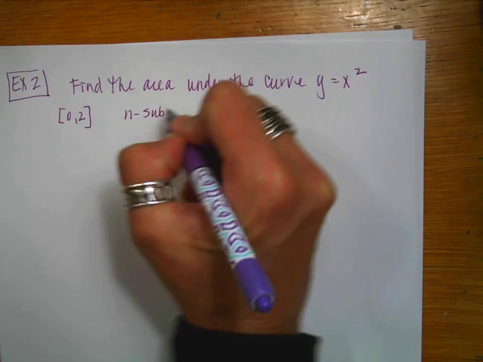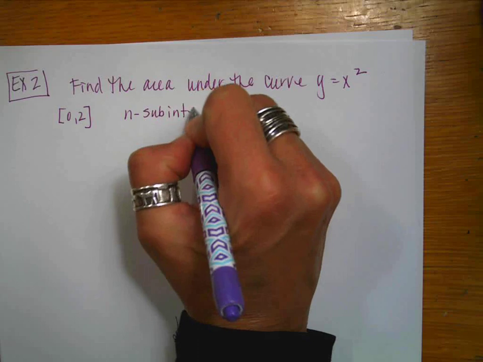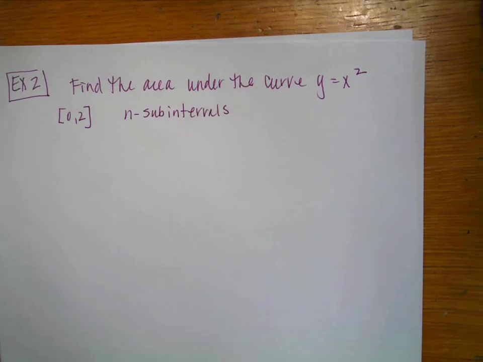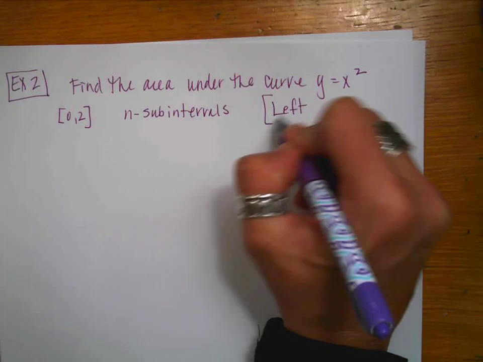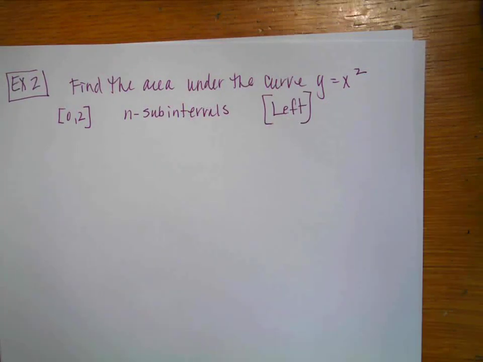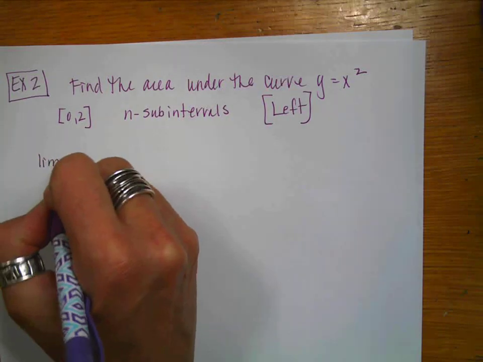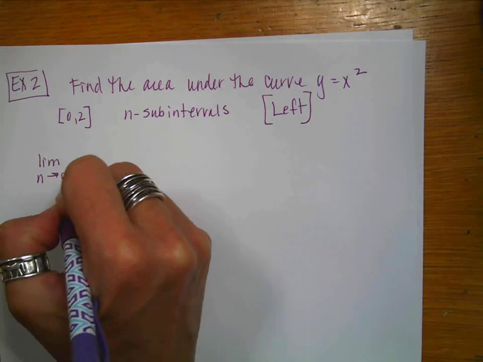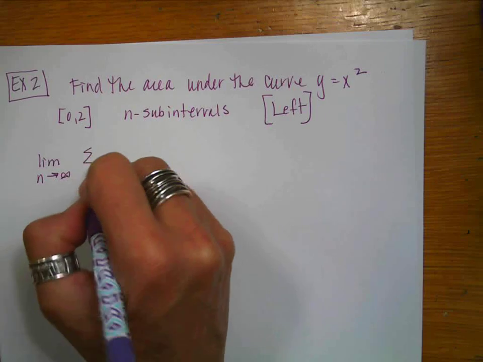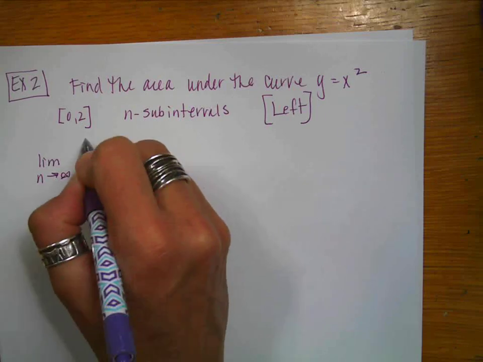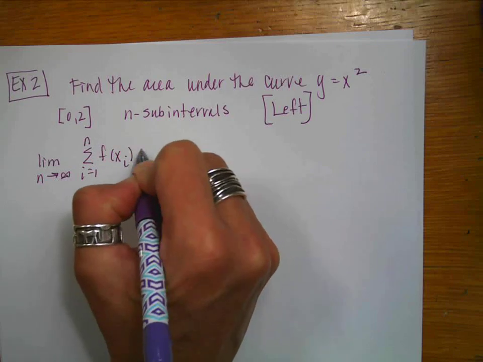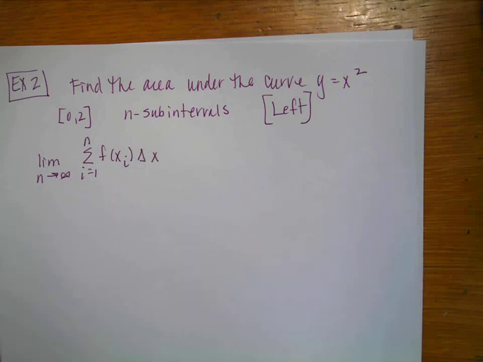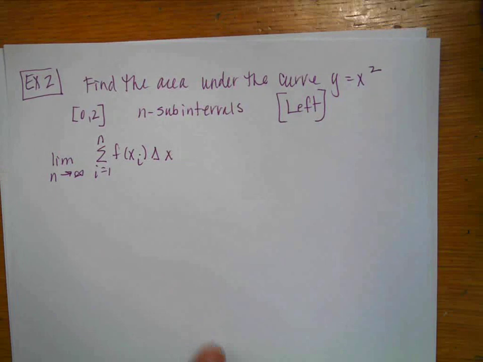So we're going to have n sub-intervals, okay? Alrighty. And on this one, I'm going to do a left-hand approximation, so this is really important. So I'm going to do the limit as n goes to infinity of the sum from i equals 1 to n of f of x sub i times delta x.